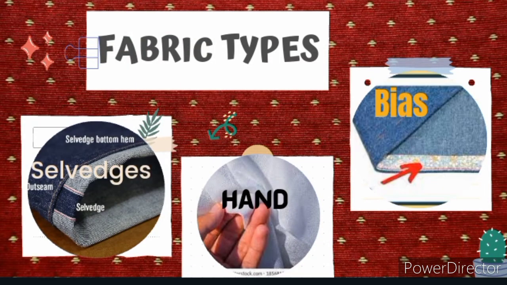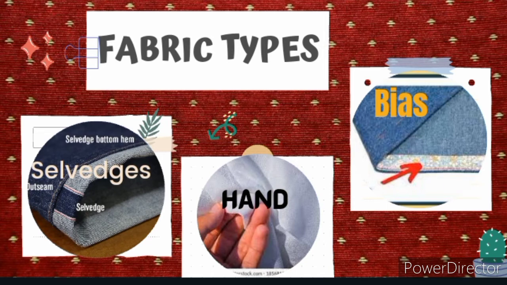More so on fabric types, we have the selvage edge. We have what we call selvage edge. That is the edge of a raw fabric that runs along the edge of the grain. Fabric has a selvage edge so that it does not fray before it is sewn.